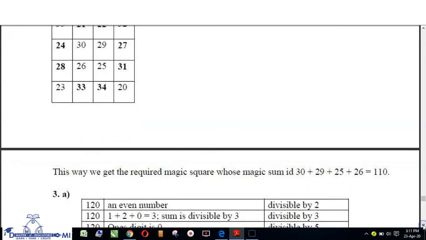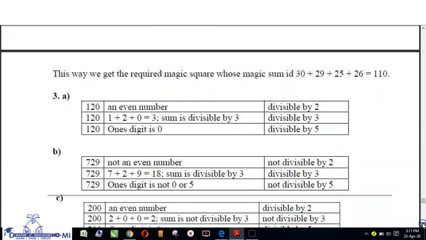So this way we get the required magic square, whose magic sum will be the sum of the four numbers in the center of the square. In the center square we have numbers as 30, 29, 25 and 26. The sum comes out to be 110. So the magic sum of this 4 cross 4 grid magic square is 110. So this was about question number 2.